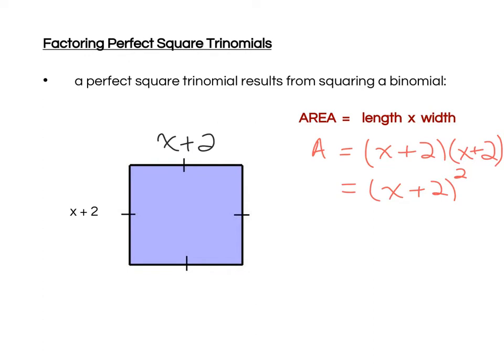Now, if I were to go back and take this original expression and just FOIL that out, let's see what we get. So, of course, the FOIL method: first, outside, inside, last. So multiplying my first terms together, that would be my x and my x. That will give me an x squared.